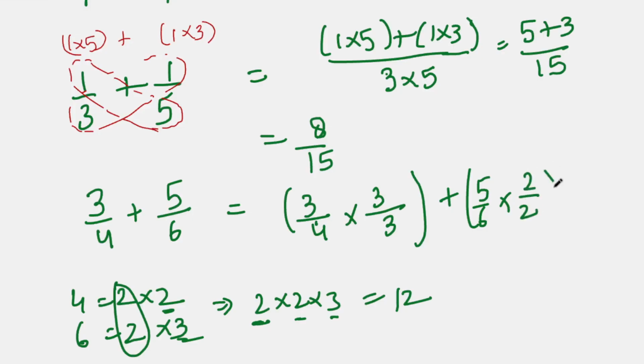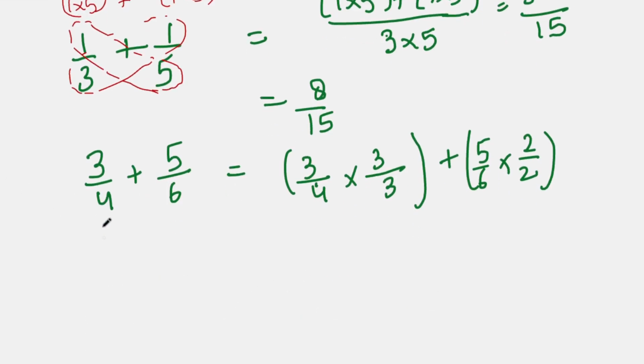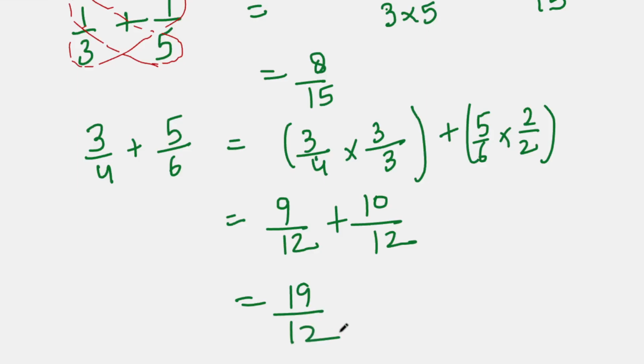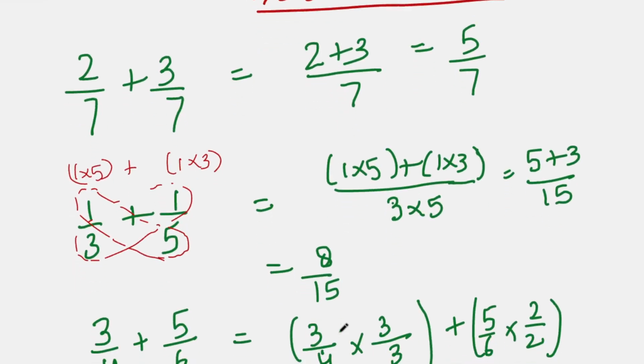So it will become 10 by 12. Solving it further, we get 9 by 12 plus 10 by 12 and we get 19 by 12. So how many did you get right? Drop your scores in the comment section.